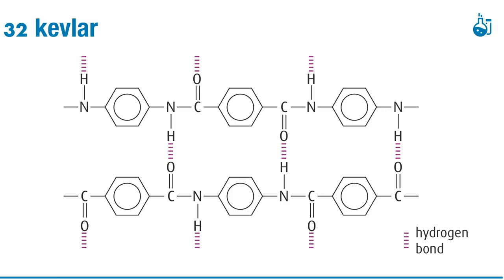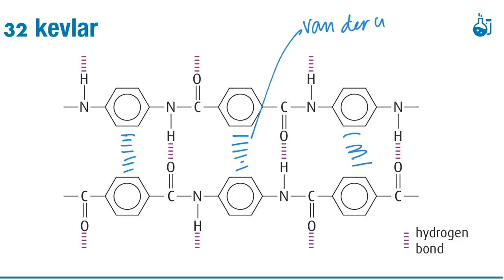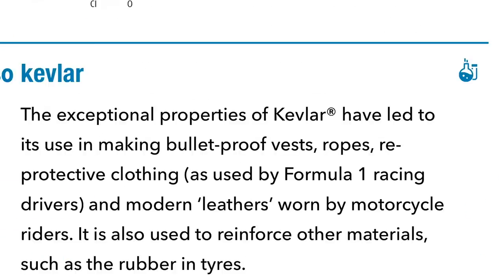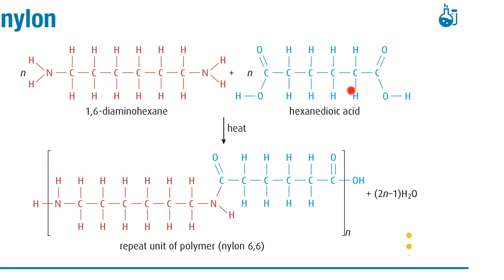Now, why is this much stronger than nylon? The strands can get much closer to each other. Why? Because they are planar benzene rings. And secondly, these benzene rings are much more compact, and the van der Waals forces are much stronger than the van der Waals simple nylon could make. Because for van der Waals, what do you need? The number of electrons. In nylon you have 6 carbons. But look at how long this chain is in Kevlar.